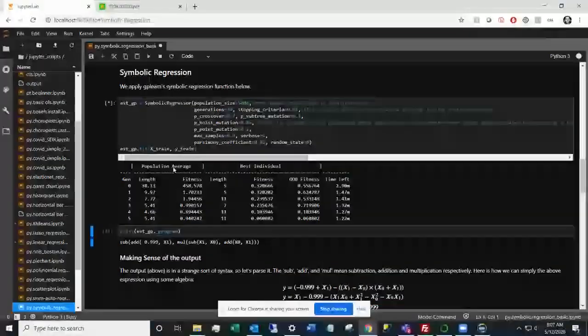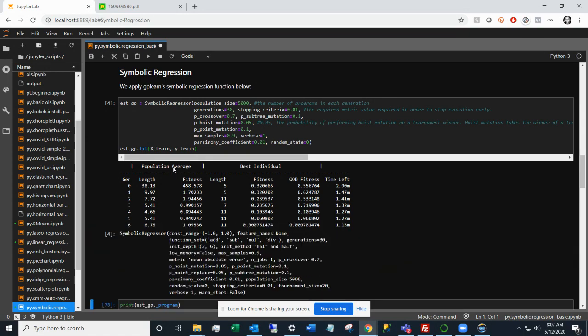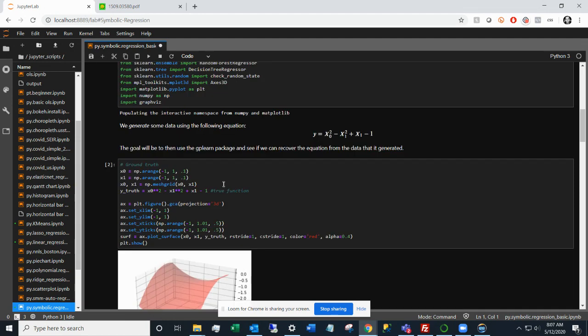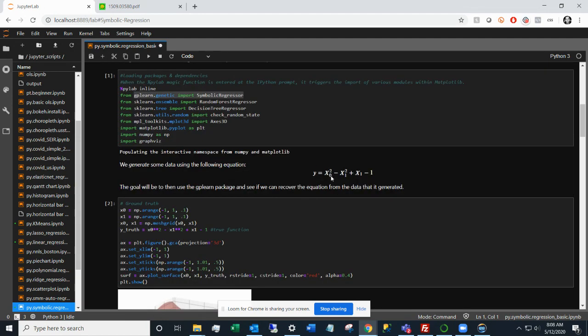Think of it like 100 different functions, and each of them has some mathematical operators. It's guessing. It's already run through, but it's guessing that maybe the function looks like x0 cubed plus x0 x1, or it looks like x0 squared plus x1 squared minus x1, or it looks like this. So it's generating all these possibilities, even longer functions.